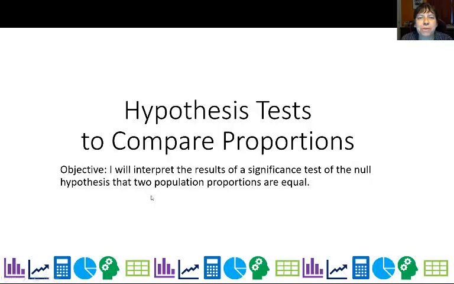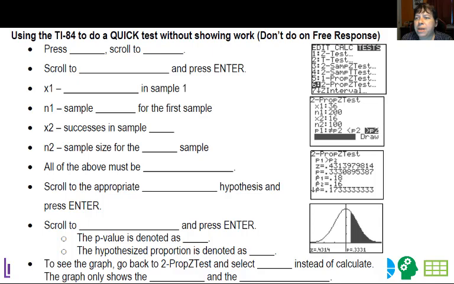Okay, and now for the part you've been waiting for, the calculator shortcut. Remember, if you're doing the calculator shortcut, that's great. Use it to double check your answers. Use it on multiple choice. When you're doing free response, they still expect you to show the z-score calculation and the p-value.